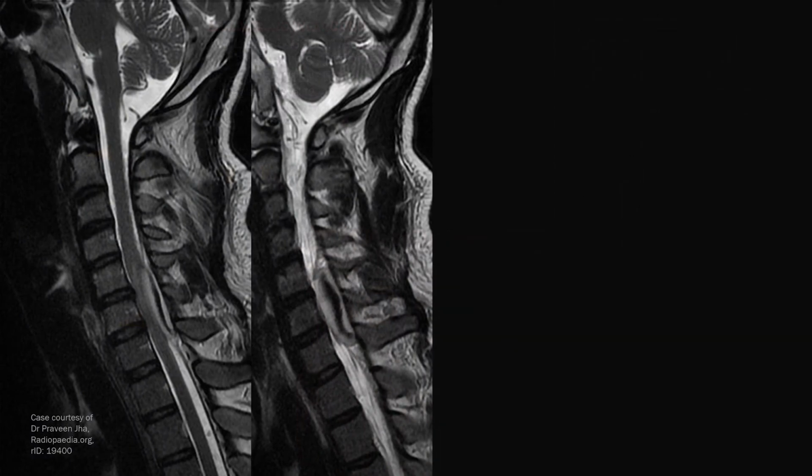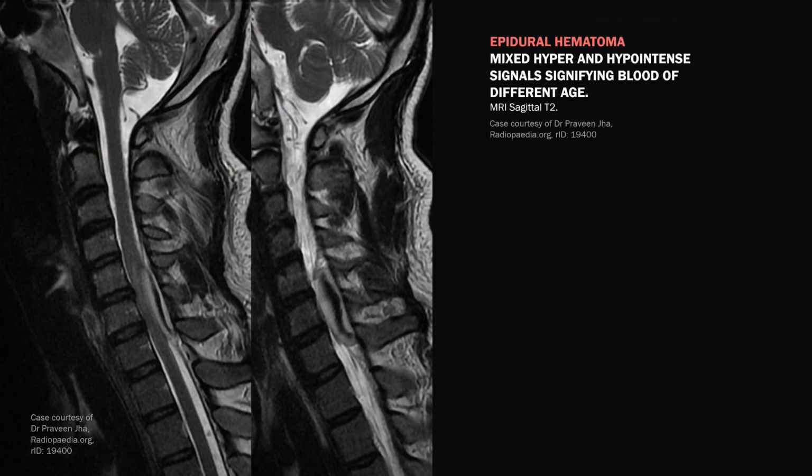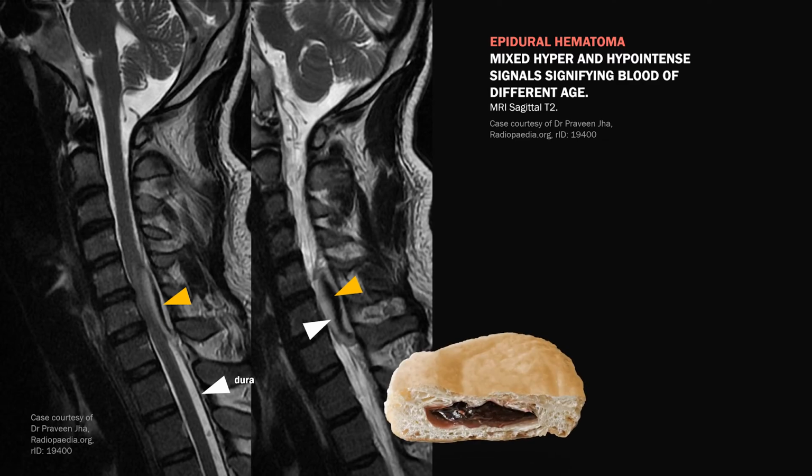Here is an example of those mixed extramedullary T2 signals seen in epidural hematoma. These are sagittal cuts at different levels from the same patient. Look at the jelly donut compressing the cord at multiple cervical levels. The hyperintense dough of the donut is subacute blood, and the dark jelly is acute blood. Sorry for officially ruining donuts for you.